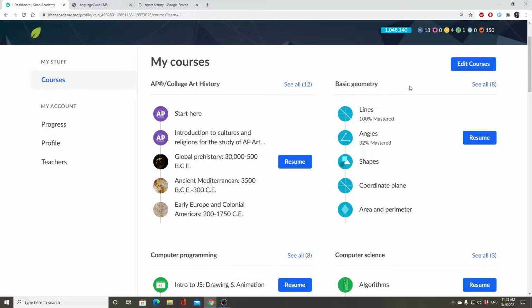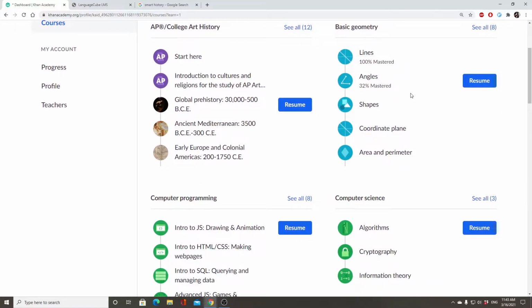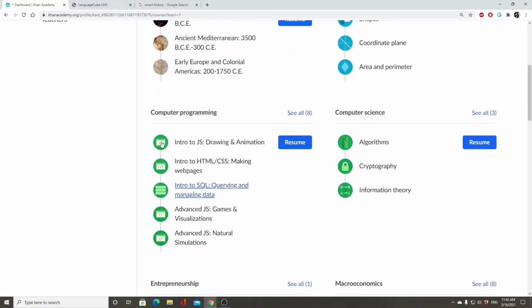And then there's the basic geometry course we're working through together, or if you're watching me. And there's also computer programming, which I'm doing. Last night I was looking at the JavaScript drawing and animation, but I'm actually down in SQL. This is an introductory course to computer programming. I'm actually trying to learn computer programming. I've been doing that for a pretty long time.